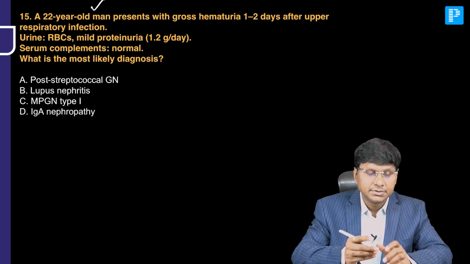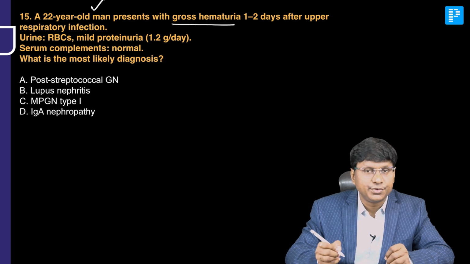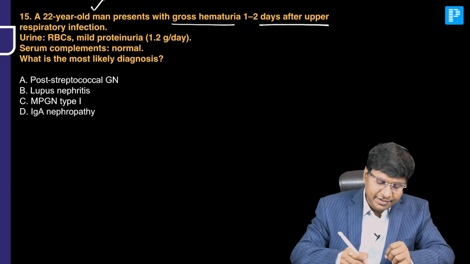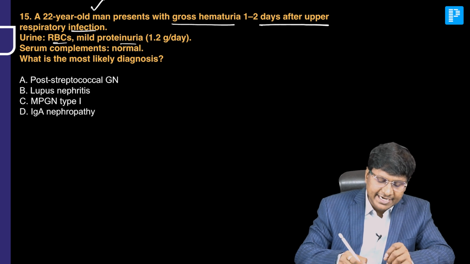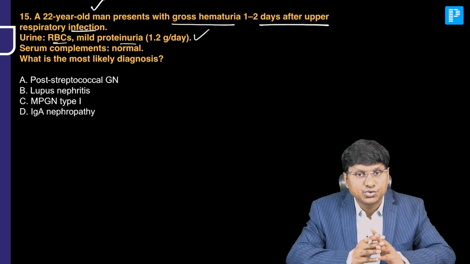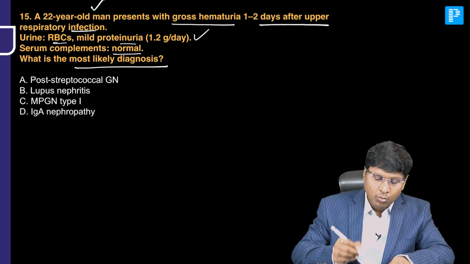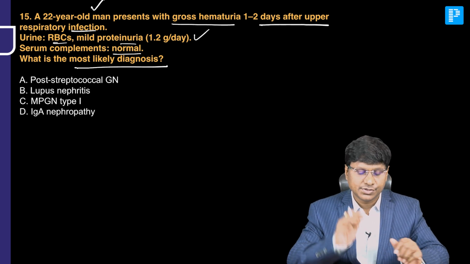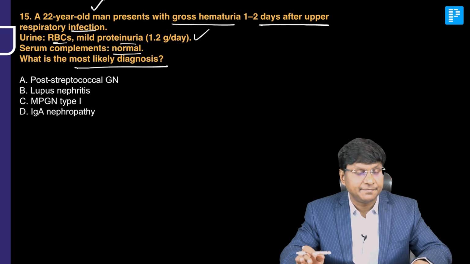Next question. We have a 22-year-old man presenting with gross hematuria 1 to 2 days after an upper respiratory infection. The urine shows RBCs and mild proteinuria of 1.2 grams per day. Serum complement levels are normal. What is the most likely diagnosis? The options are post-streptococcal glomerulonephritis, lupus nephritis, MPGN type 1 and IgA nephropathy.